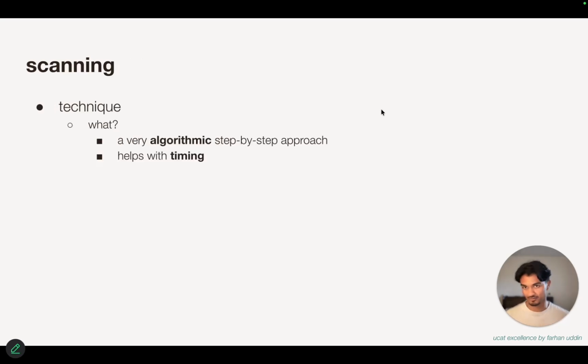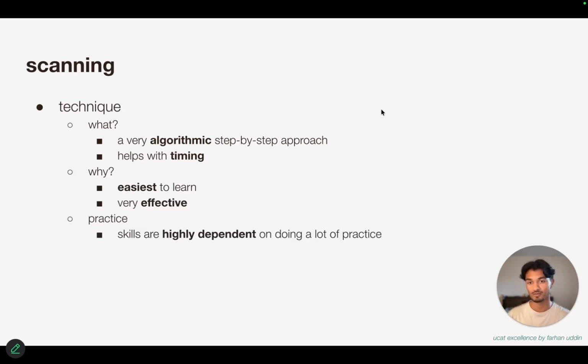So, what is scanning? Essentially, it's a very algorithmic step-by-step approach which is designed to help you with timing. The reason you should pay attention is because it's one of the easiest methods to learn, and it's also very effective for some of these questions that can come up in verbal reasoning. Now, as with any skill, it is highly dependent on doing a lot of practice. So after you take the method from today, you have to do practice to make it stick.